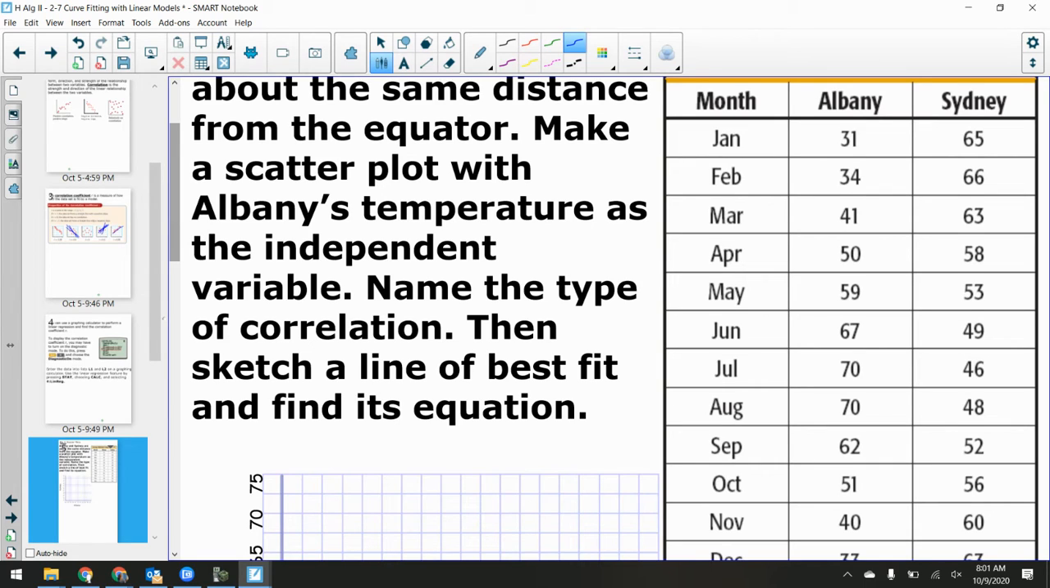As one gets warmer, the other one gets cooler. And as the other one gets cooler, the other one gets warmer, right? So as I increase my temperatures for Albany, what should happen with my temperatures for Sydney? They should go down, right? I should see some sort of negatively sloping trend. And I bet it's probably a strong correlation too.